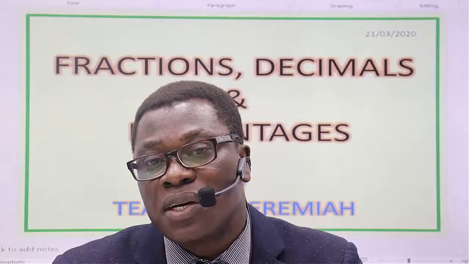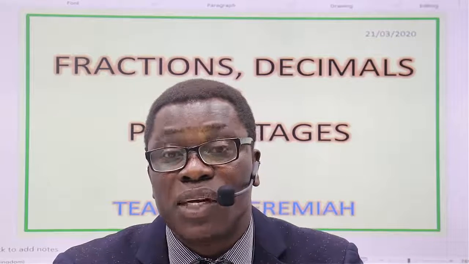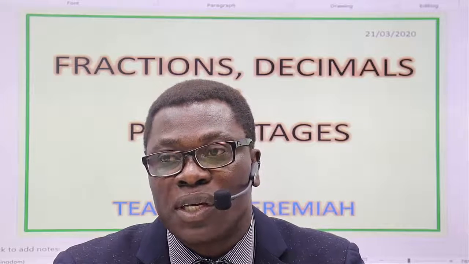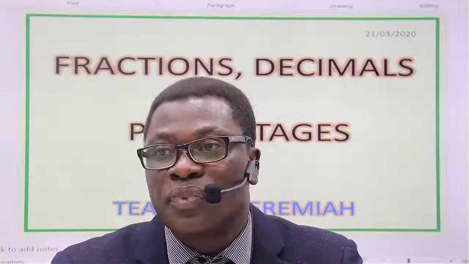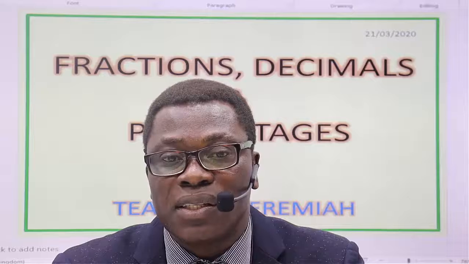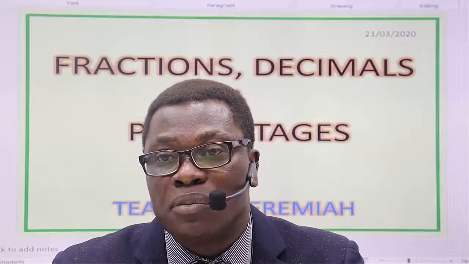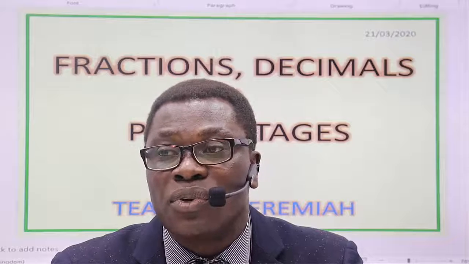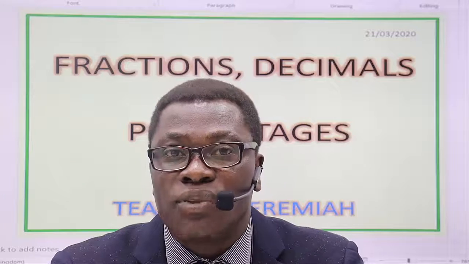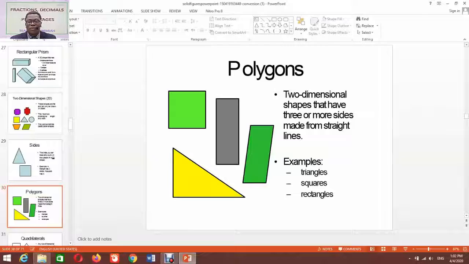Sides. The sides are the lines you can trace and count on the outside of a 2D shape. So these 2 shapes that we see on the screen have lines that we can trace and count on the outside of a 2D shape. Example, a triangle has 3 sides, a square has 4 sides. Polygons. Polygons are 2-dimensional shapes that have 3 or more sides made from straight lines. So these shapes that we see on the screen represent polygons. Examples, triangles, squares, and rectangles are all polygons.